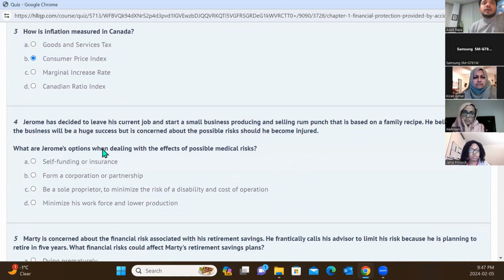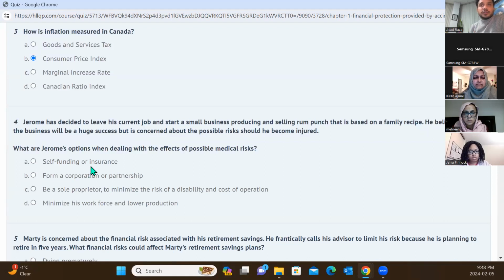Number 4, Jerome has decided to leave his current job and start a small business producing and selling rum punch that is based on a family recipe. He believes that the business will be a huge success, but is concerned about the possible risk should he become injured. What are Jerome's options when dealing with the effects of possible medical risk?